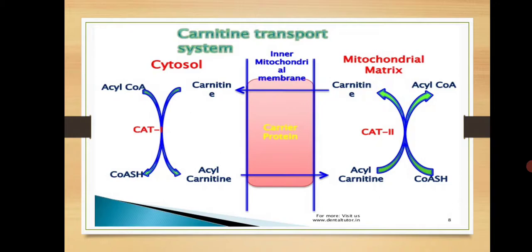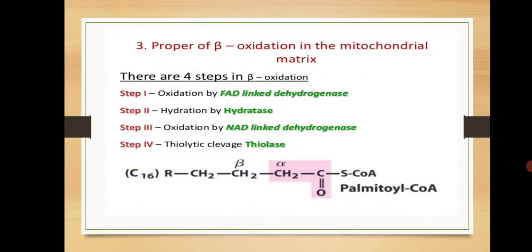Okay, acyl CoA from the cytosol attaches with the carnitine and forms the acyl carnitine. Then with the help of carrier protein it is transported into the matrix. This acyl carnitine gets converted into carnitine and acyl CoA. Acyl CoA is used for the degradation process and carnitine is returned back to the cytosol. This was your second stage.